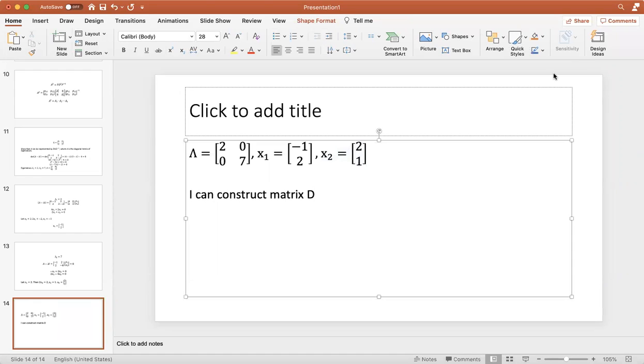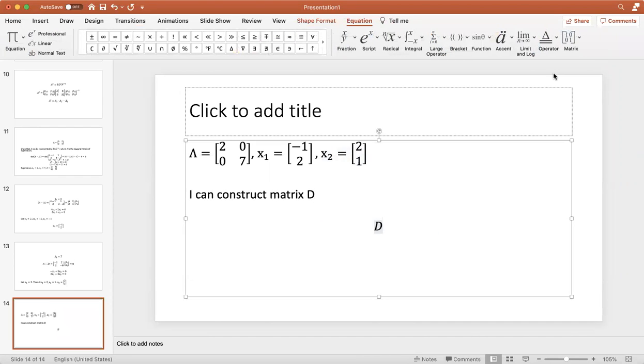Right? Now I can construct matrix D. So what's matrix D? Matrix D is basically equal to the vector x1 and x2. Or you're basically combining these two vectors together. So you have -1, 2, 2, 1. All right.